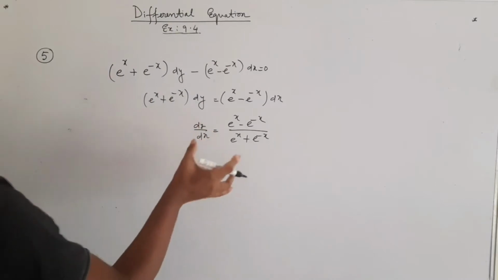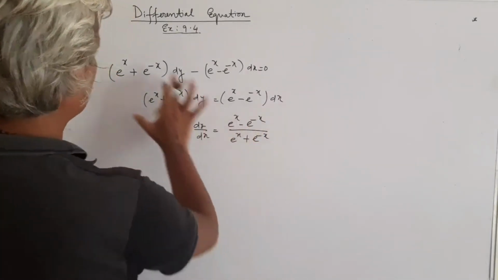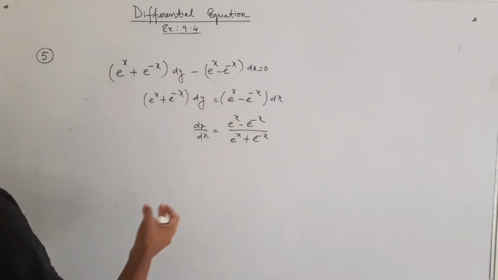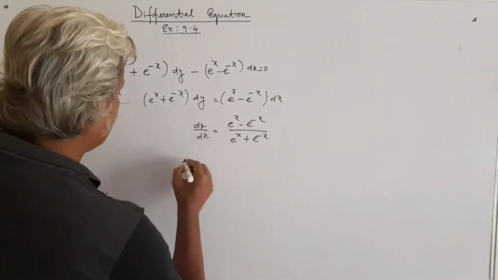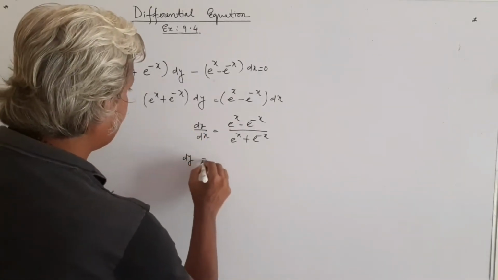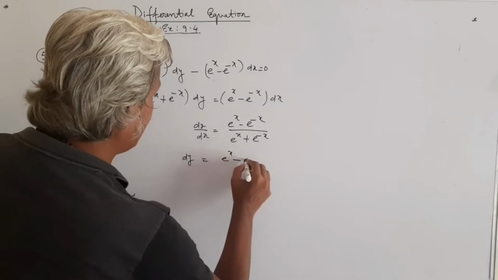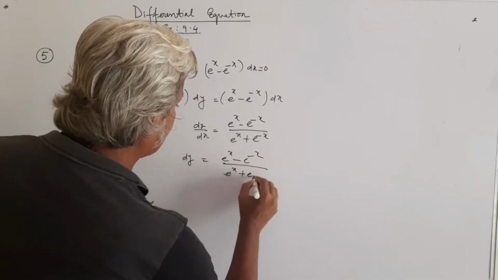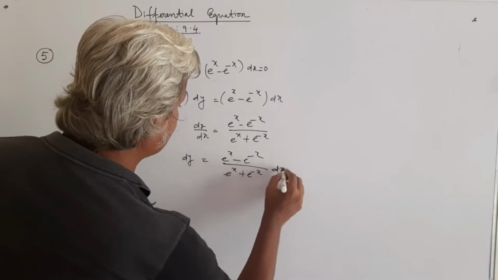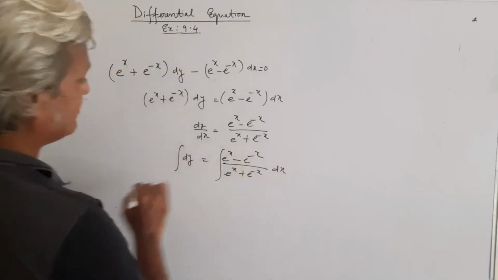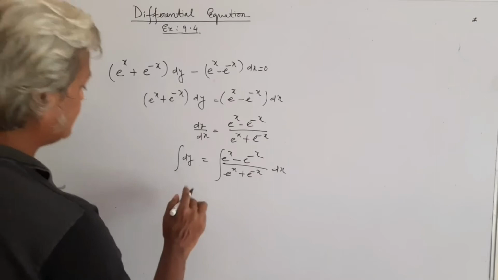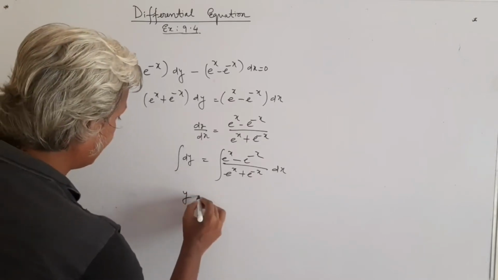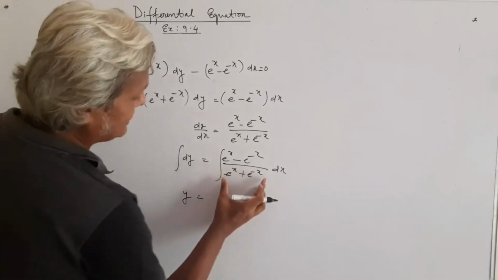Now, this is your function of x, there is no function of y, so you can take it as 1. So here I write dy as (e to the power x minus e to the power minus x) over (e to the power x plus e to the power minus x) dx, and now I integrate both of them. So here it says it's already integrated. This is y equals.